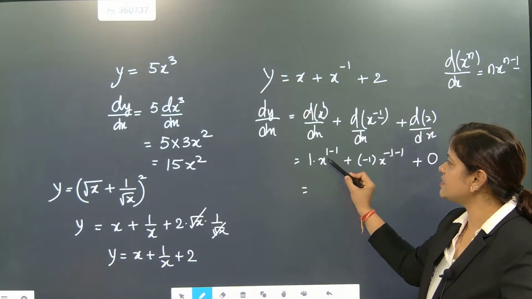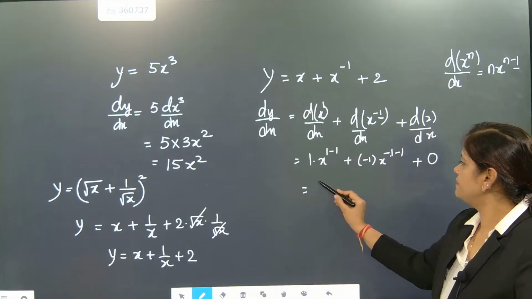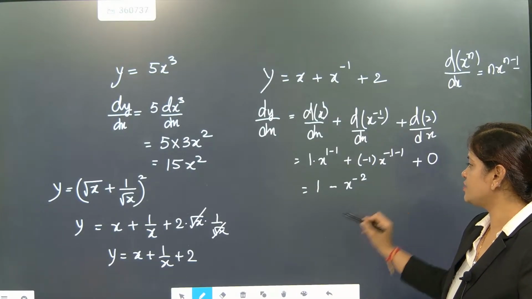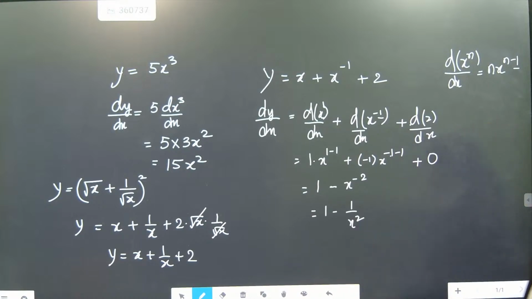So what is the answer? X to the power, anything to the power 0 is 1. 1 minus, here x to the power minus 2. So it will become 1 minus 1 by x square. Understood? 1 minus 1 by x square.